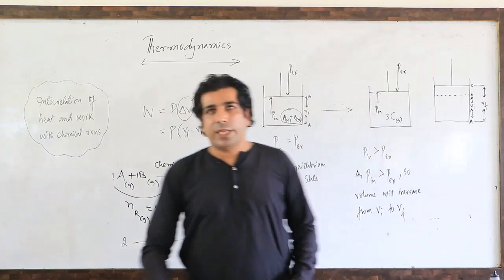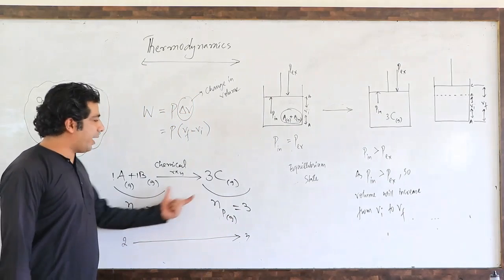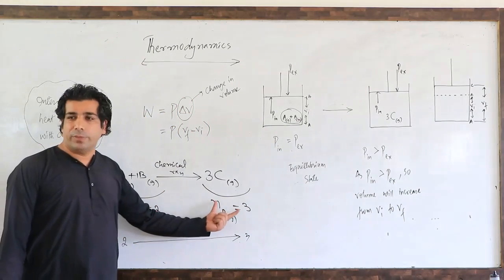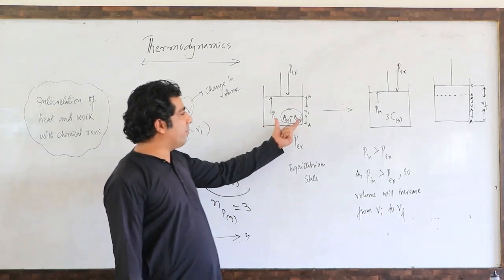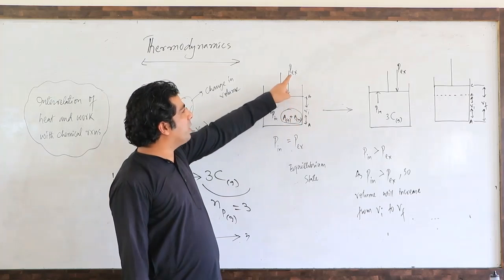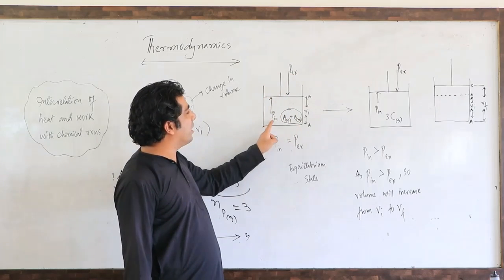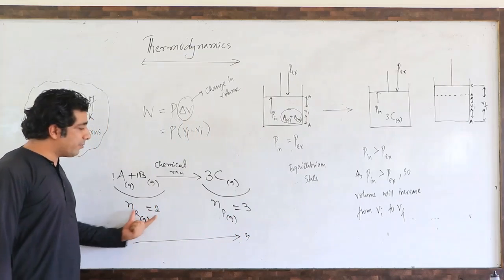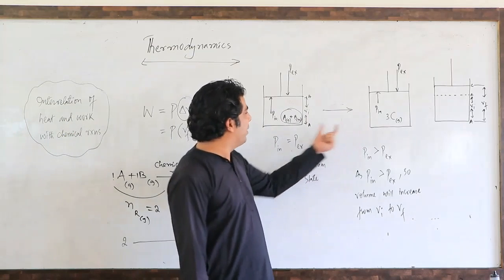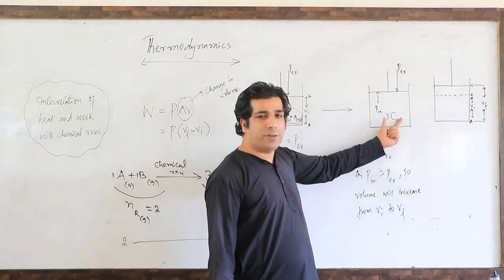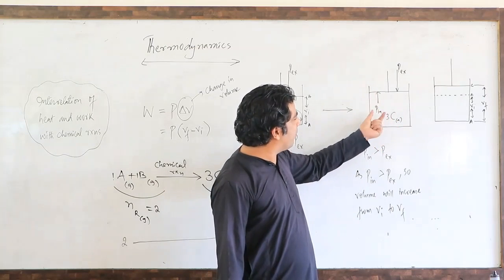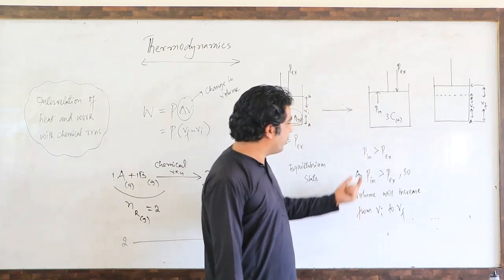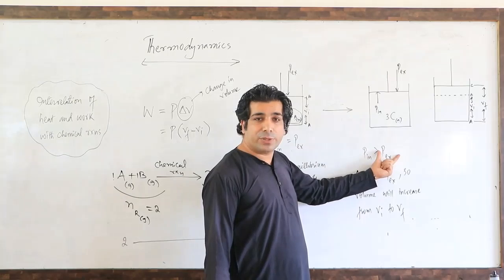So once again I am telling you, due to this chemical reaction, 2 moles are changing into 3 moles. So pressure was here because of 2 moles. And we know that it was at equilibrium. P external was equal to P internal. So it was at equilibrium state. But when 2 moles have changed into 3 moles, now you can see here, A and B have changed into C. We have 3 moles here. So internal pressure will be greater than external pressure.